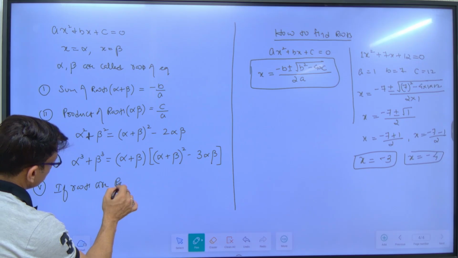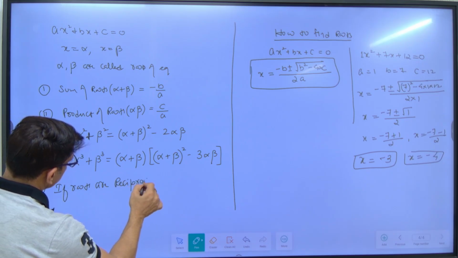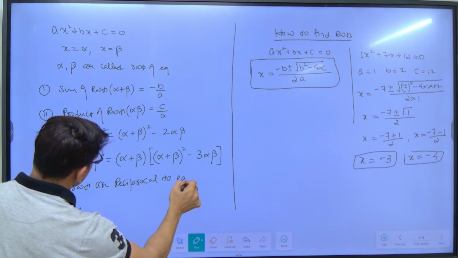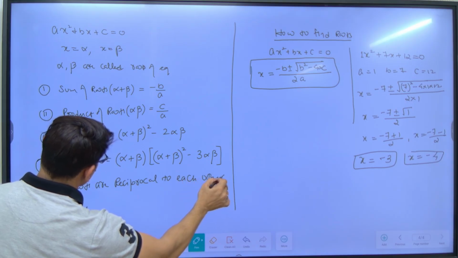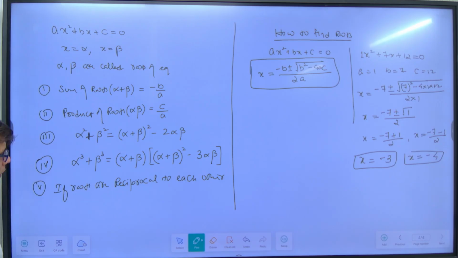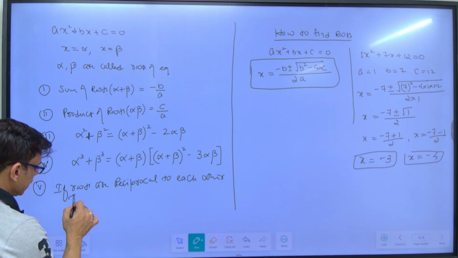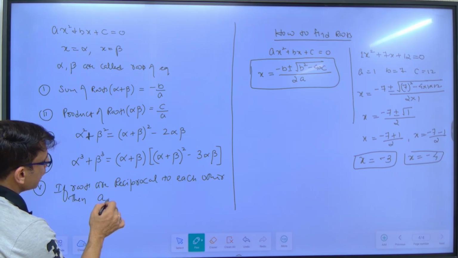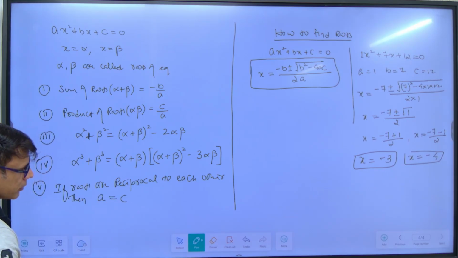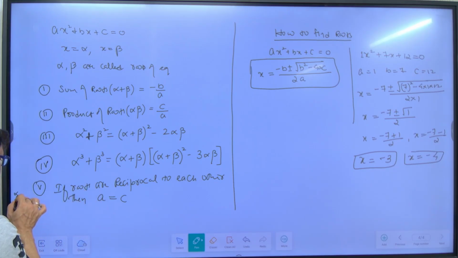Now, if roots are reciprocal to each other, then a and c will be equal. Understand, when roots are reciprocal, that means one root is alpha, another root is 1 by alpha. If you take their product, they cancel, and on the right hand side it is c by a. So 1 is equal to c by a, which means a is equal to c.